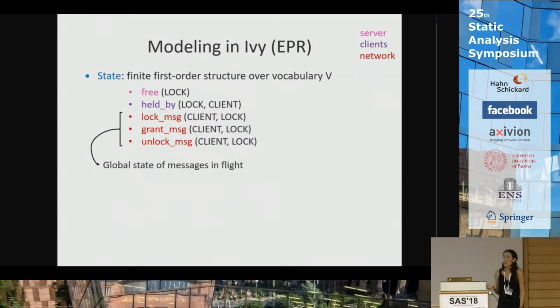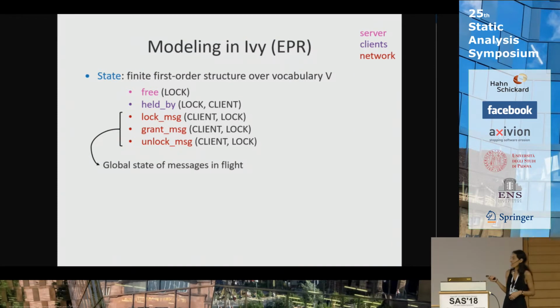Okay, good. So the first thing that I want to show is how we model this protocol using Ivy, or using EPR. In order to describe the state of the protocol, the state is basically going to be a first order structure. So we are going to set some vocabulary and use this vocabulary to describe the state. In this example, we have locks and we have clients. We don't explicitly model the server. So we will have two sorts, one for a lock and one for a client.